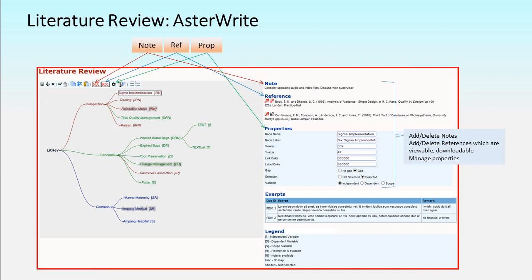When a node is clicked, a right pane appears and shows the node, reference and properties attached to that node. During your review of the node, you can mark the node as no gap versus gap, not selected versus selected, and independent versus dependent. All these are important steps towards developing the conceptual and theoretical frameworks. Notice also the excerpts shown in the right pane. The legend explains some properties of the node.